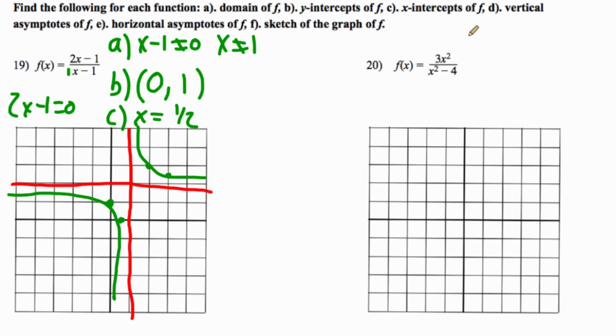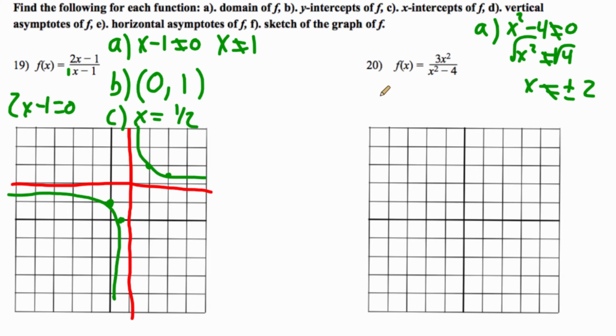Now if we look at number 20, we're going to be doing all of those same things. So for part A, we're looking at finding the domain. So we take the bottom of the fraction and say it cannot equal 0. I would add the 4 over, so we get x squared cannot be 4. Square root each side, and we get x cannot equal plus or minus 2. So we've got domain issues happening at 2 and at negative 2.